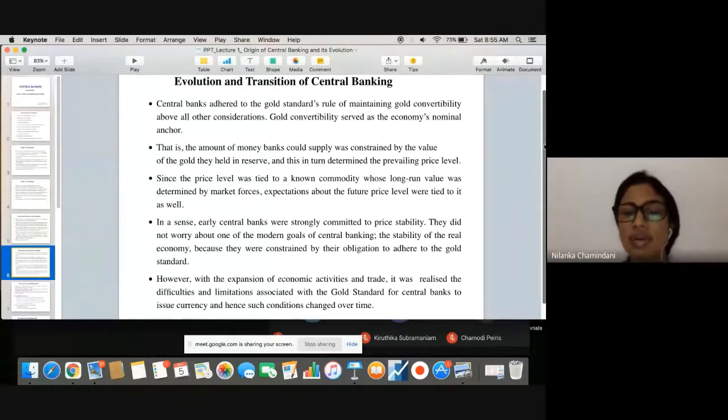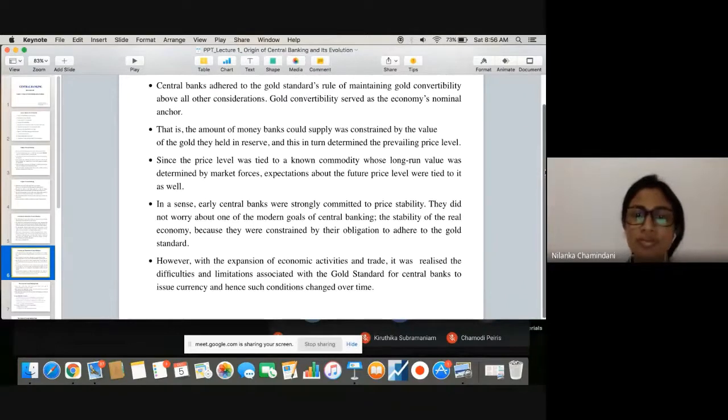Because they were constrained by their obligation to adhere to the gold standard. By the charter, they were obligated to adhere to the gold standard. So they just concentrated on this, and their focus was also limited by the gold standard, right? They could not think of the modern goals or the economic stability of a country. That means they were concerned only about price stability, but not about boosting the overall economic activities of the country, or decreasing the unemployment rate and so on.